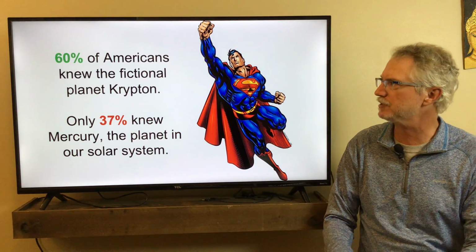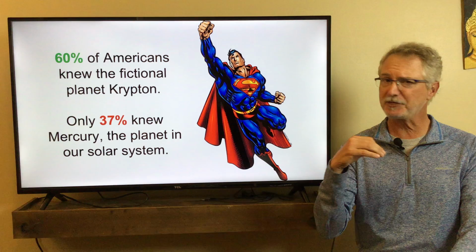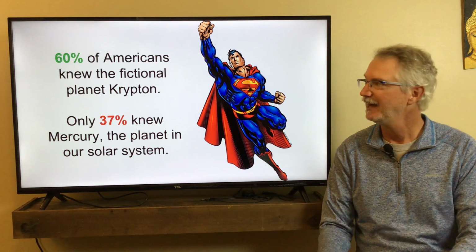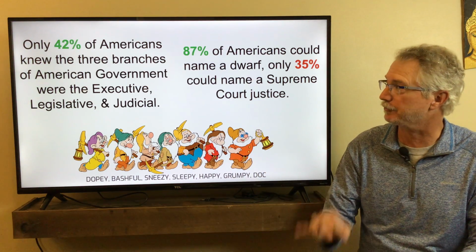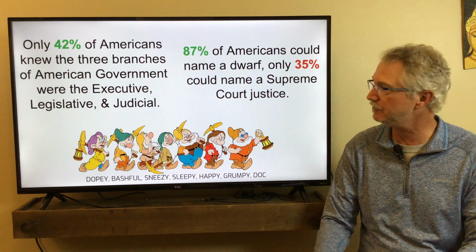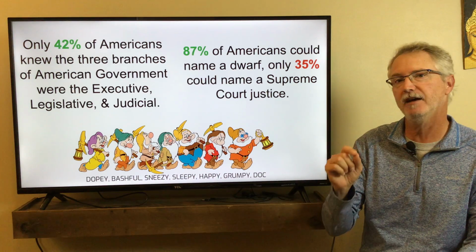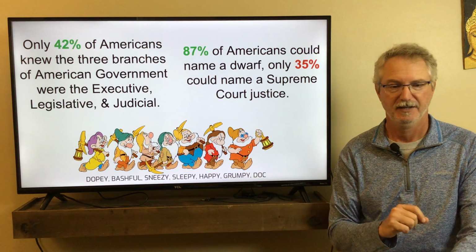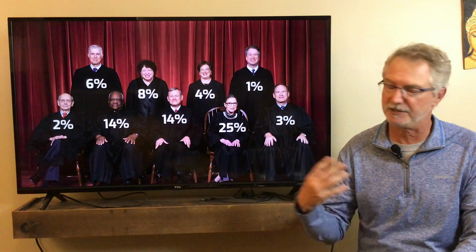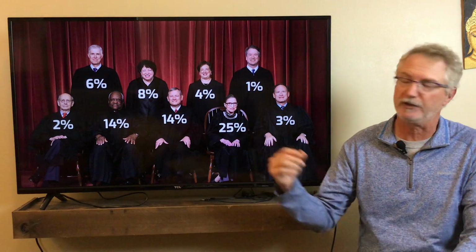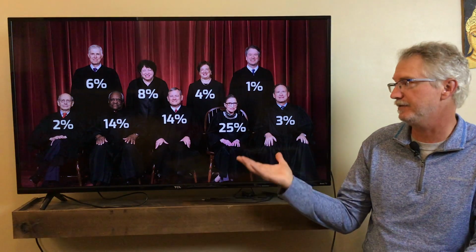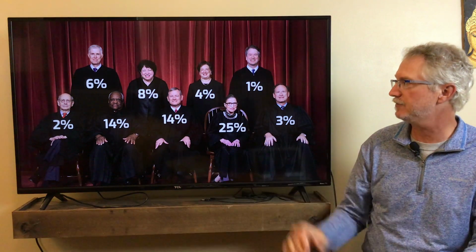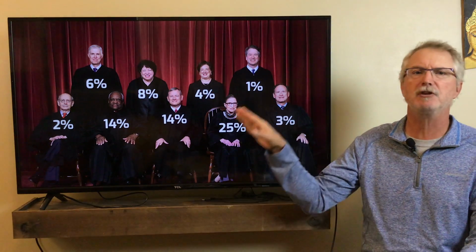60% of Americans knew the fictional planet Krypton, but only 37% knew Mercury, a planet in our solar system. 42% of Americans knew the 3 branches were the executive, legislative, and judicial. 87% of Americans could name a dwarf, but only 35% could name a Supreme Court justice. And of those justices, the most famous right now, in the news, is Ruth Bader Ginsburg. Clarence Thomas was next, and Chief Justice John Roberts. But these numbers are extremely low.